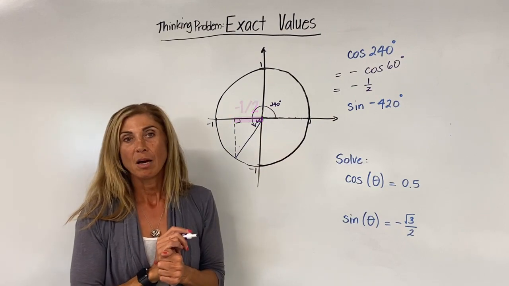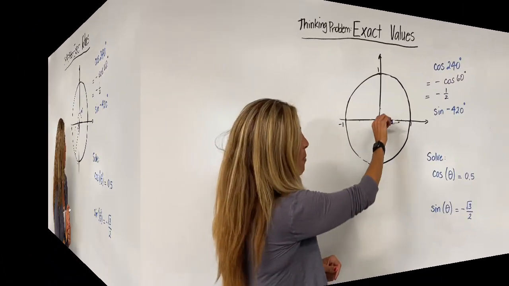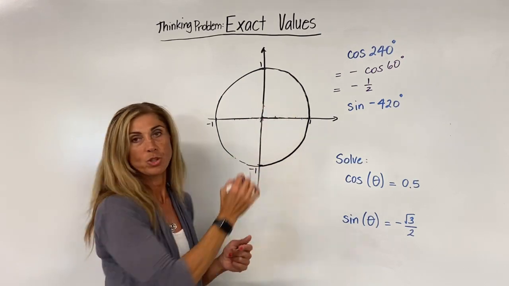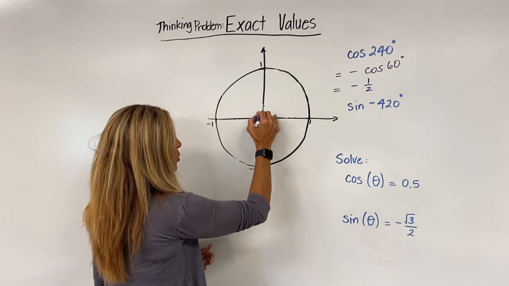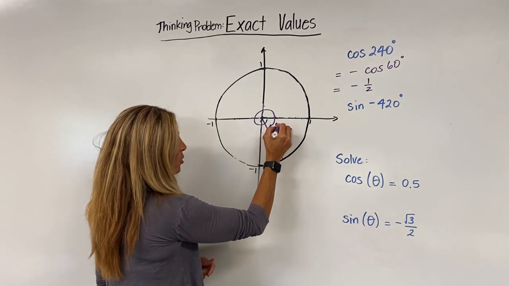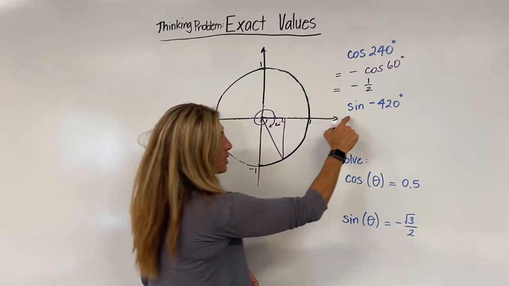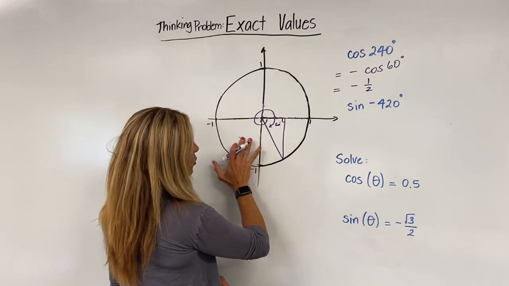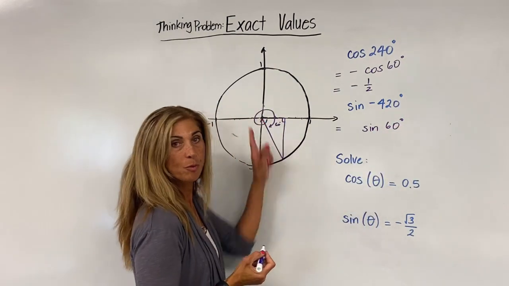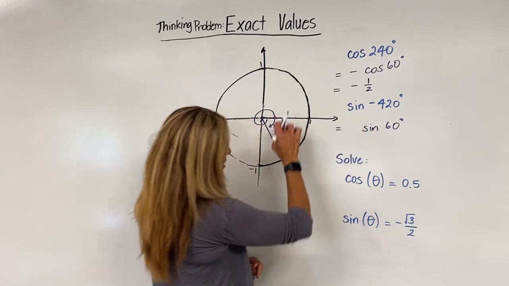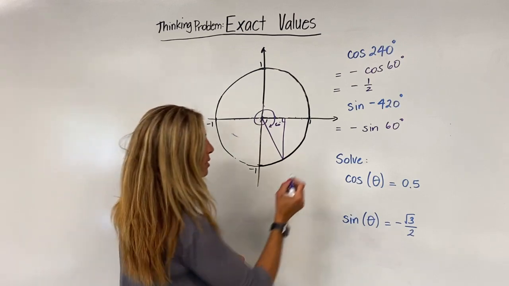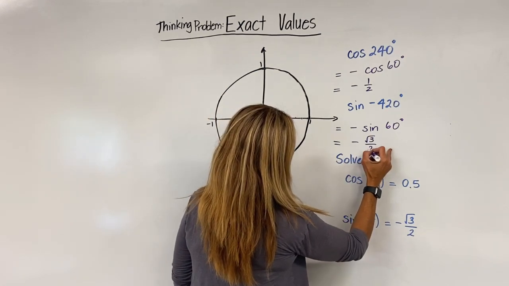Moving on, sine of negative 420 degrees. From our positive x-axis, we are now going to go clockwise. So one full revolution is 360 degrees. We need to go a little bit beyond that. In fact, we're going 60 degrees beyond that, which is again our reference angle. So sine of negative 420 degrees is equivalent to sine of 60 degrees, being the vertical measurement. And if you recall, sine in this quadrant is negative because our vertical measurement is below the x-axis, and sine of 60 degrees is radical 3/2.